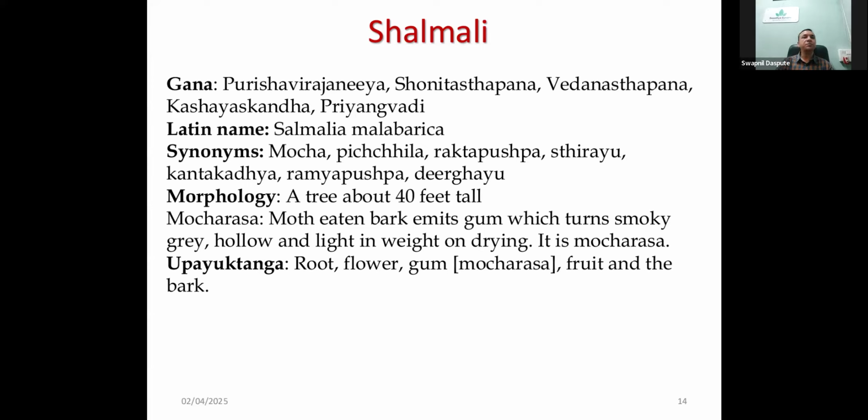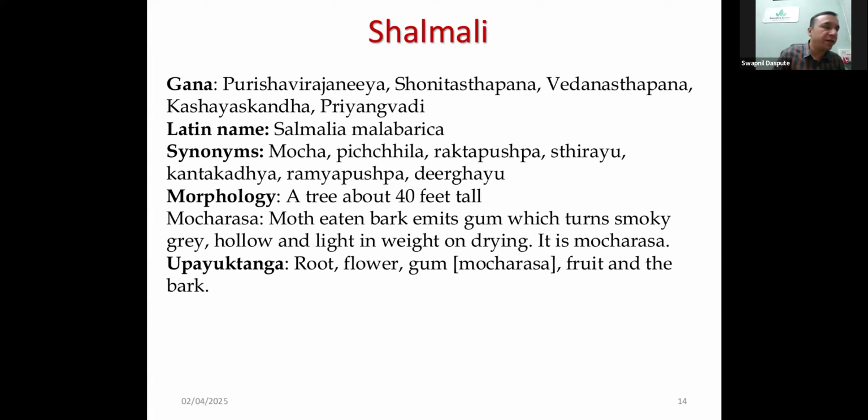Kantakadhya. Kanta is thorn. I'm sure you understand what is a thorn. So its stem has a lot of thorns on it, hence Kantakadhya. Ramya Pushpa, Ramya is pleasing. Pushpa is flower. So it has a very beautiful flower.